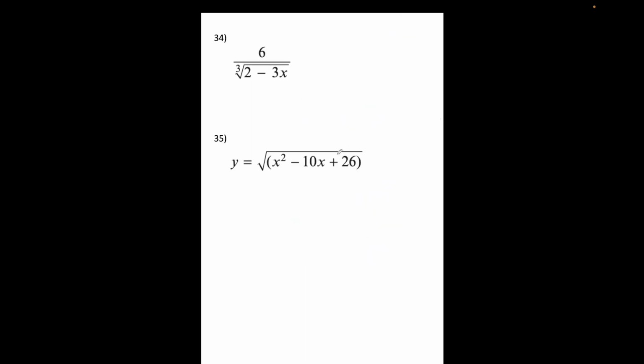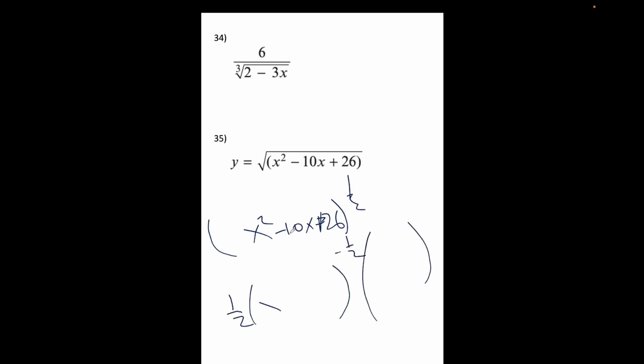This thing over here, isn't that the same thing as x squared minus 10x plus 26 to the power of a half, which differentiated is a half bracket, whatever that is, to the power of negative a half, times by the differentiation inside of there, which is 2x minus 10. Confirmed, you get this by now.